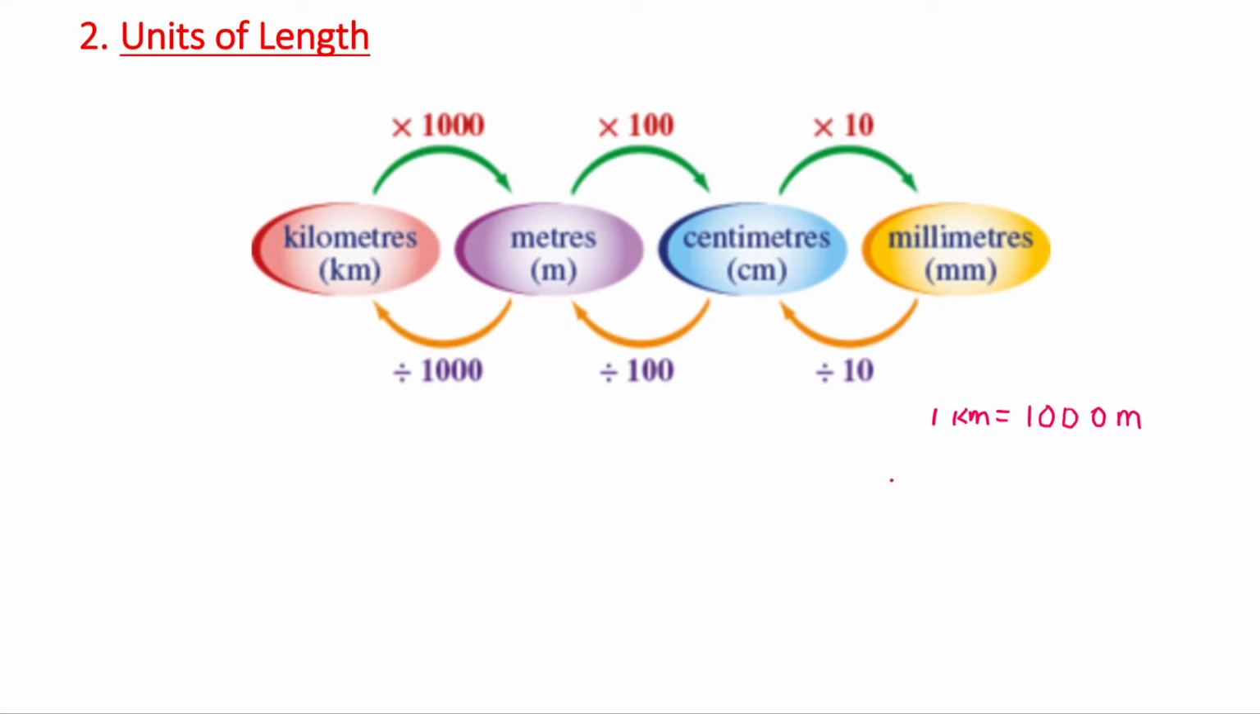Then we have that 1 meter is going to be equal to 100 centimeters. And it's a good idea that you memorize these ones. Then we have that 1 centimeter. I don't know why this is not writing so neatly as it used to. 1 centimeter is going to be equal to 10 millimeters.